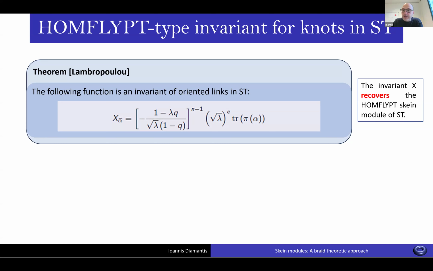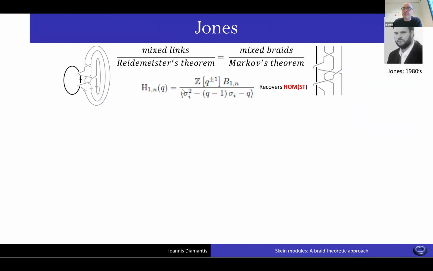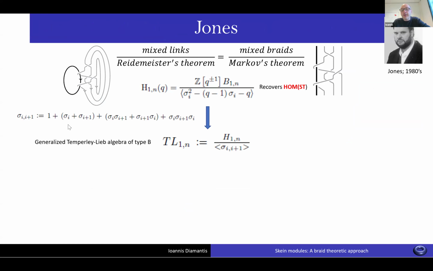Now, I use a completely different presentation for that, where I'm using a different quadratic relation for the Hecke algebra, because it makes the calculations a little bit simpler. And what I did was the following. I followed Jones's approach. So I took the generalized Hecke algebra of type B, from which one can recover the HOMFLY-PT skein module of the solid torus, and I took the quotient of that over the ideal generated by elements of this form, which is in the classical case, if you had the Hecke algebra of type A, you would get the Temperley-Lieb algebra of type A.